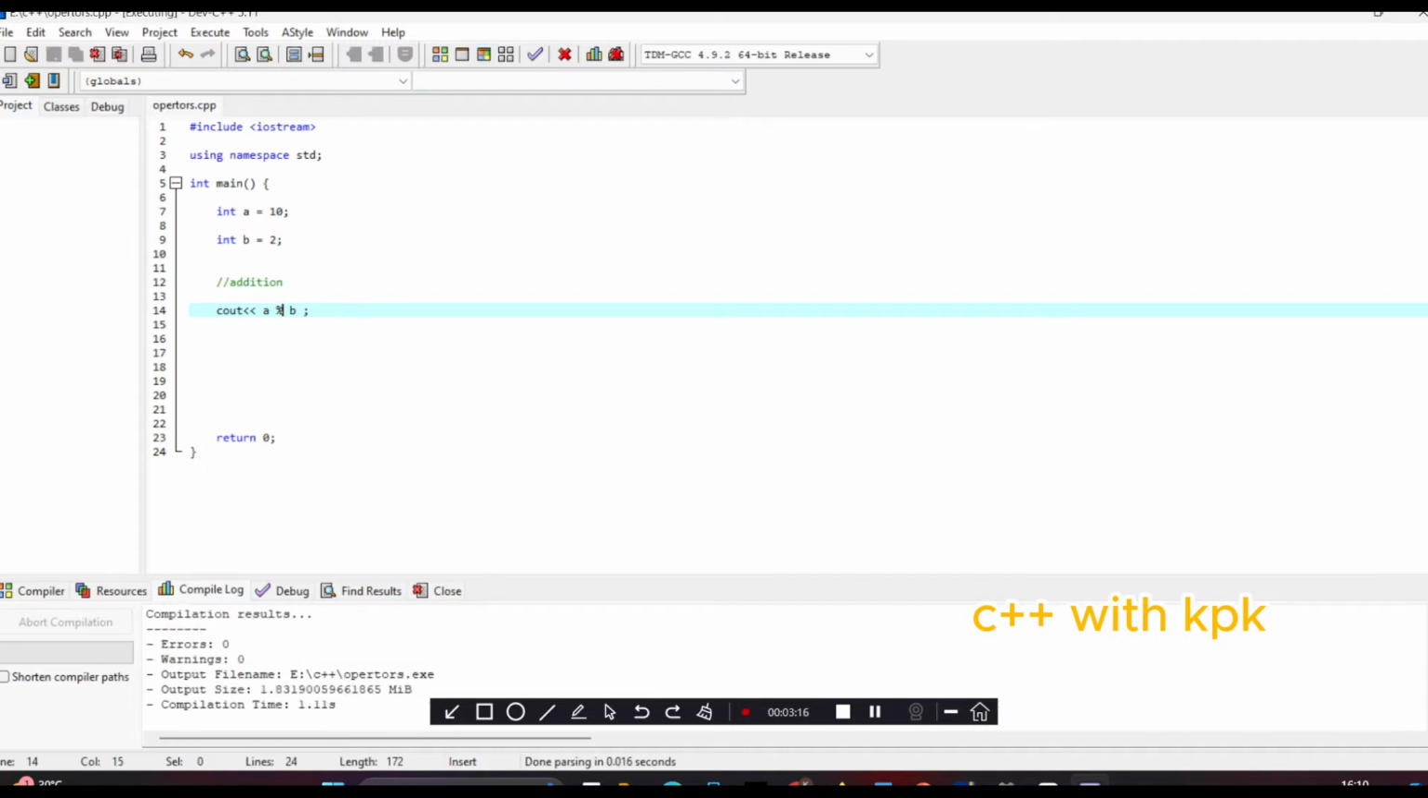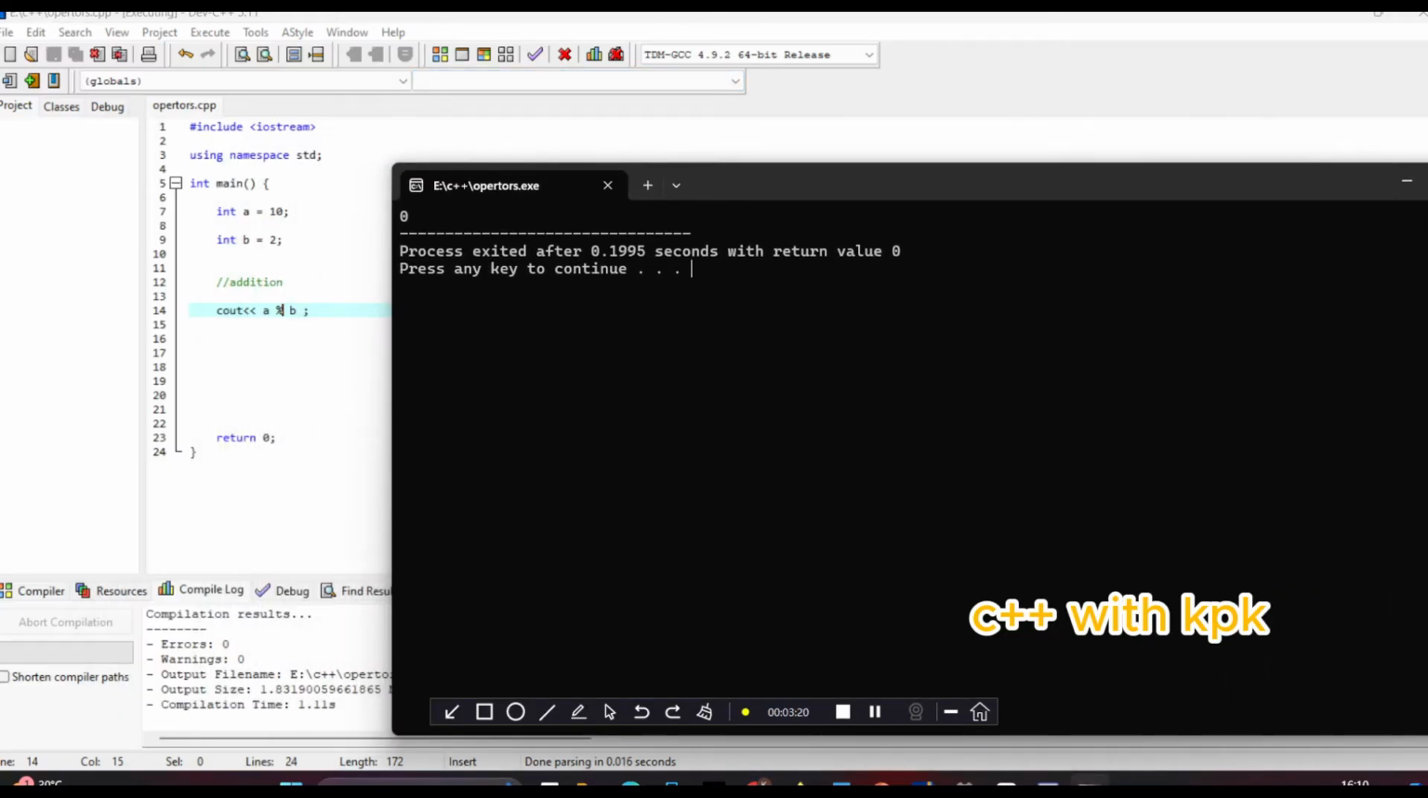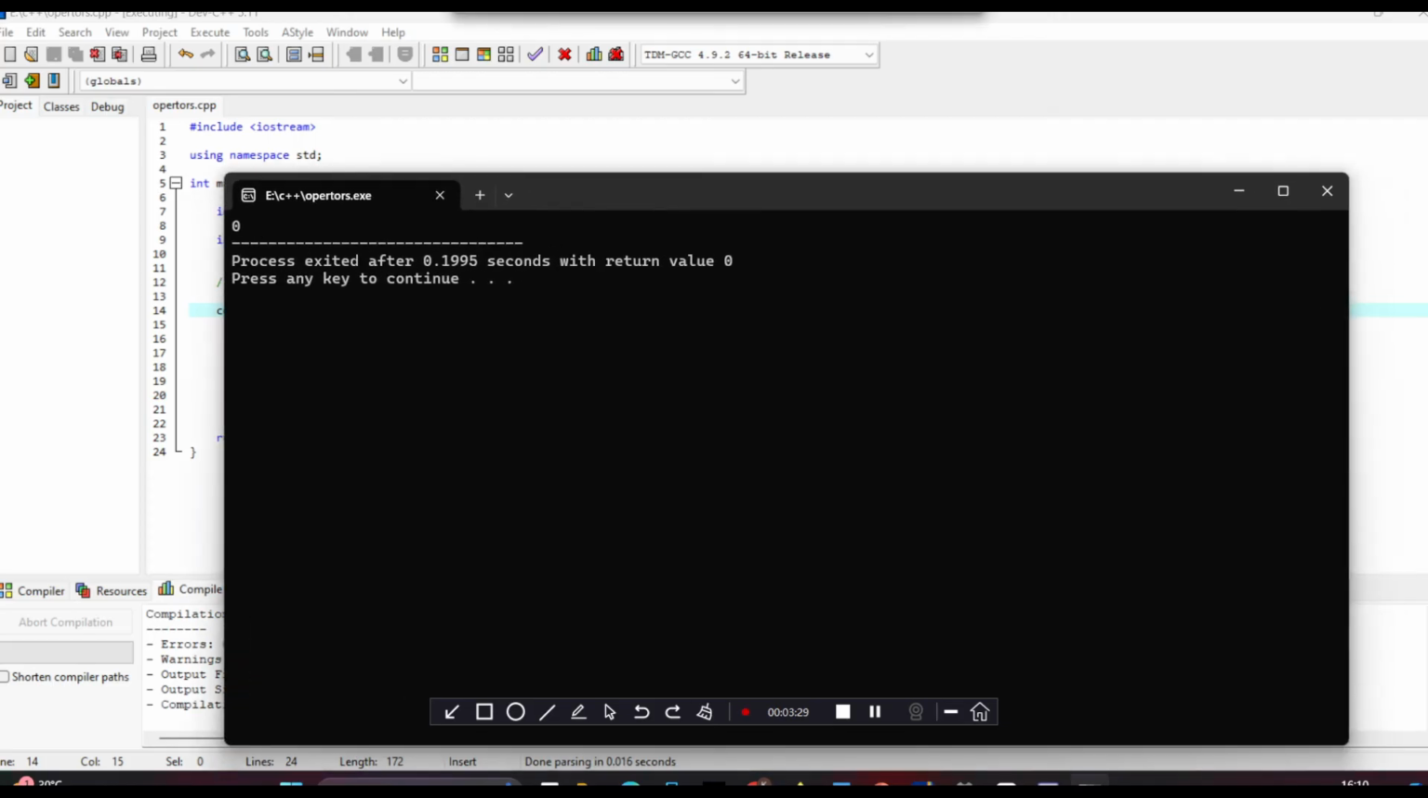It's giving us the remainder of division. So, the number that is left after division. So 10 divided by 2 gives us 5 with no remainder. So it gives us 0 for that. So, that is it for arithmetic operators.